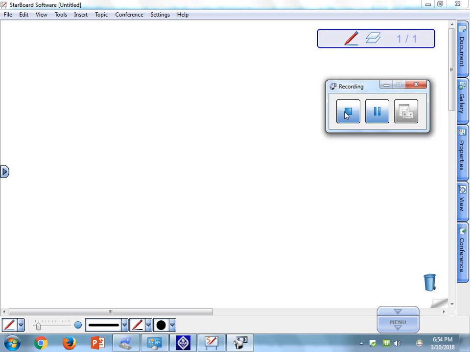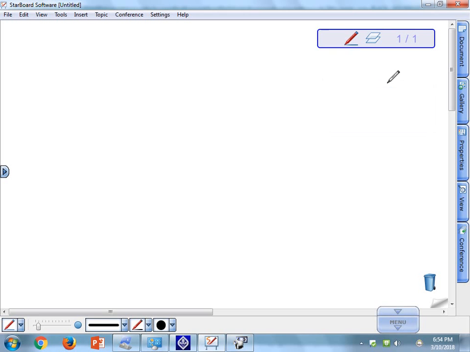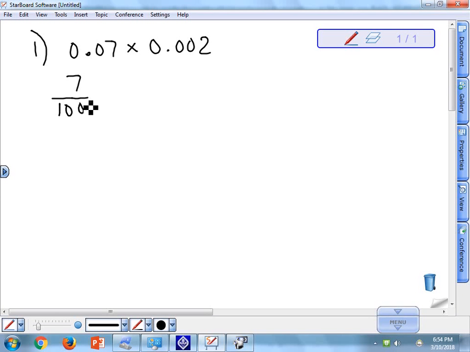In this brief presentation, I'm going to show how to multiply decimal numbers together. So as the first example, let's look at multiplying 7/100ths times 2/1000ths. The first step when multiplying decimal numbers together is to write them in decimal fraction form. So 7/100ths again is 7 over 100. 2/1000ths is 2 over 1000.